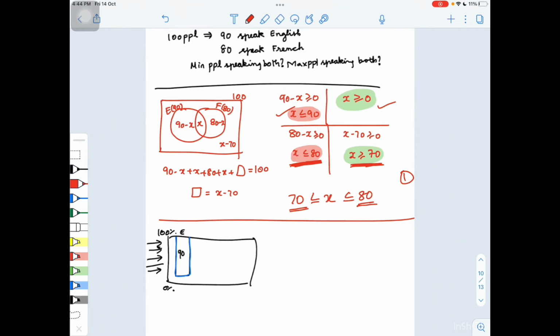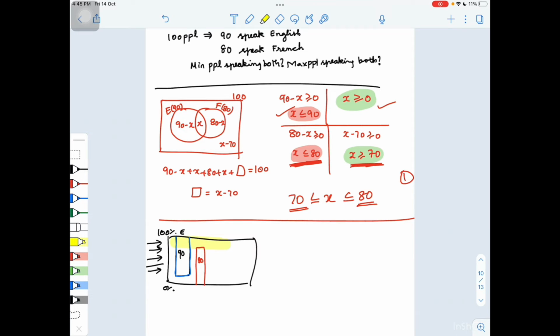Now I want the overlapping region to be as minimum as possible. If I want it to be as minimum as possible, let's keep it on the opposite side. So if I keep the blue filter on the top side, I'll keep the red filter on the bottom side. What is the red filter's length? It is 80, because people who are speaking French is 80.